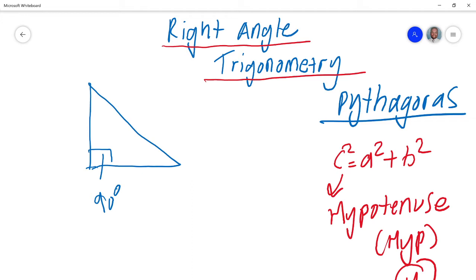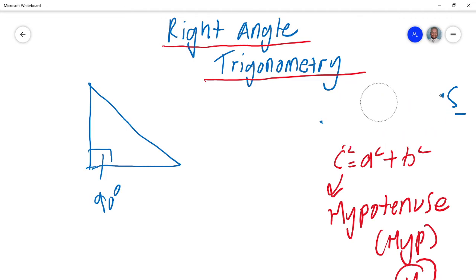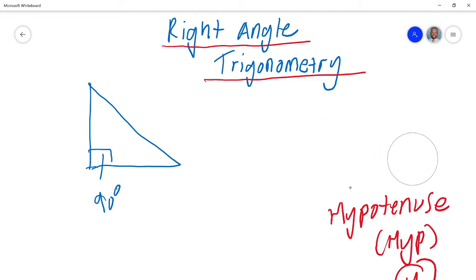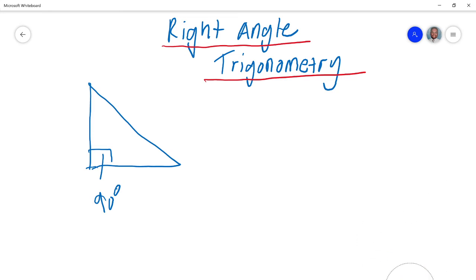So I want you to understand this bit, and we're going to be using this in your right angle triangle. I just wanted to briefly tell you what Pythag is, because we're going to be using this information. What's common between Pythag and right angle trigonometry is the word itself. We are using right angle triangles. So we've established that this is a right angle triangle.